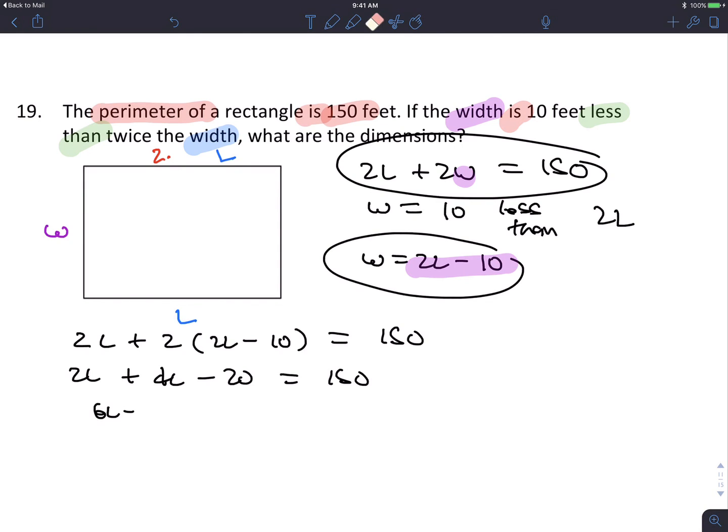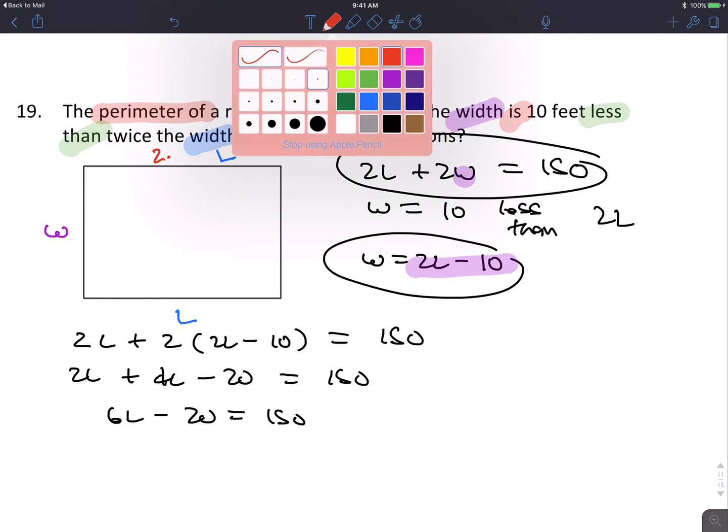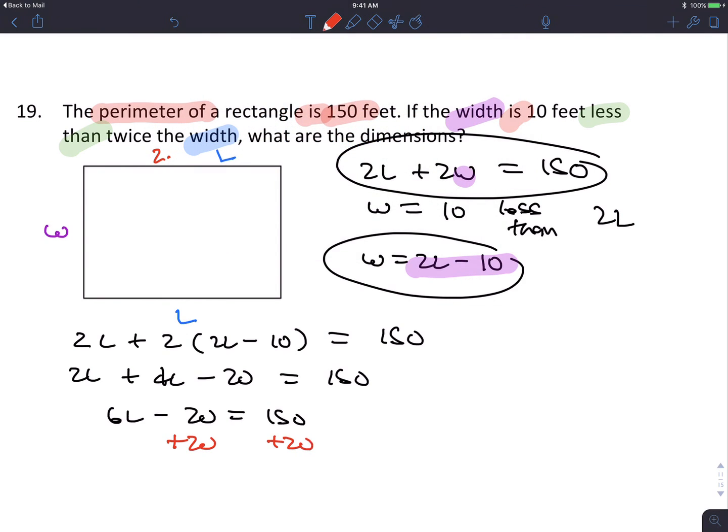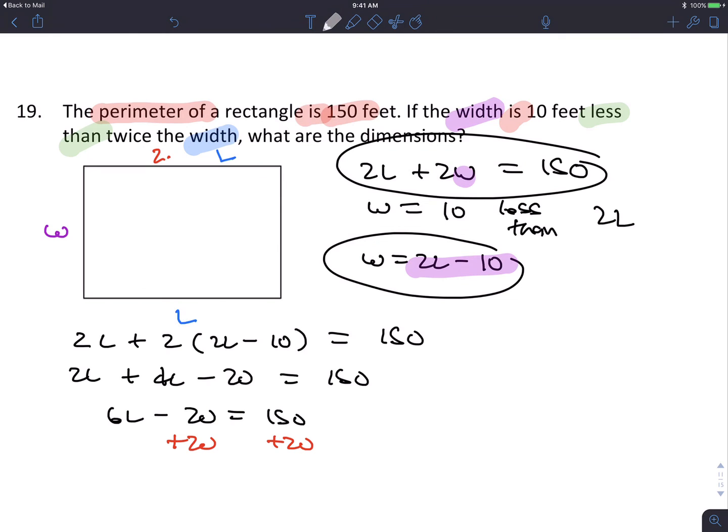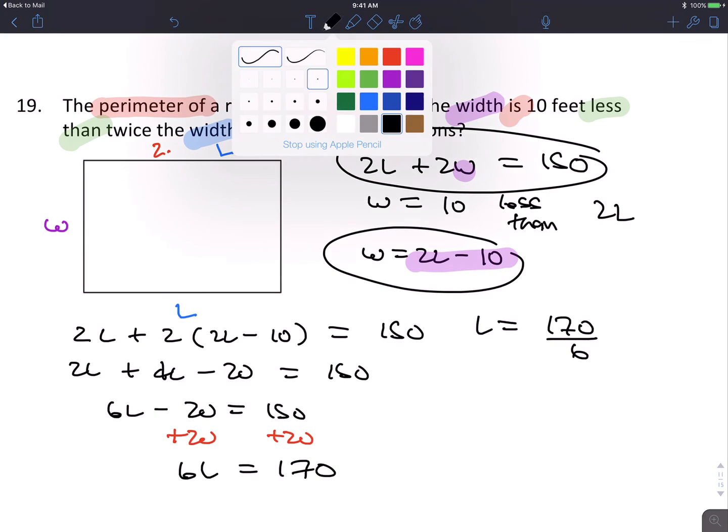6L minus 20, so let's get this okay. 6L minus 20 is 150. And let's see what's happening here. 6L is 170. Divide both sides by 6, and L will be 170 over 6. Okay, let's see what we're doing. Divide both sides by 6.